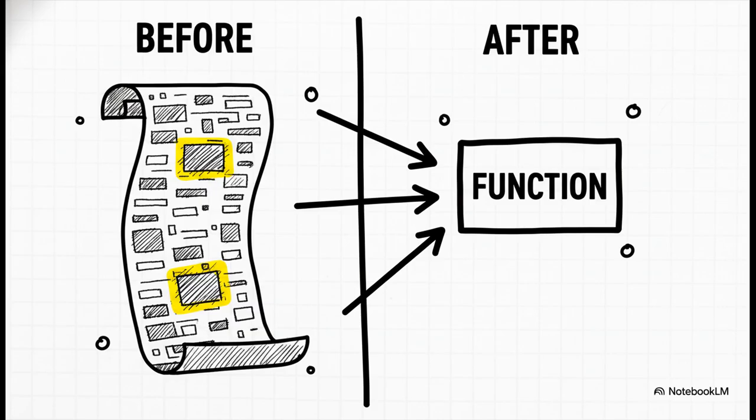So really, what this all boils down to is a core principle in programming called don't repeat yourself, or DRY for short. Instead of this long, messy scroll of the same code copied everywhere, you write the logic just one time inside that function. Then you can use it anywhere you want. It just brings so much clarity to your work.